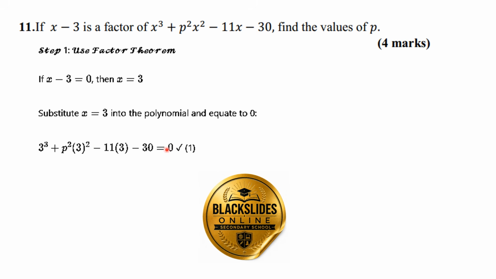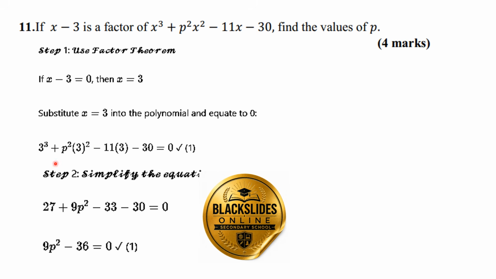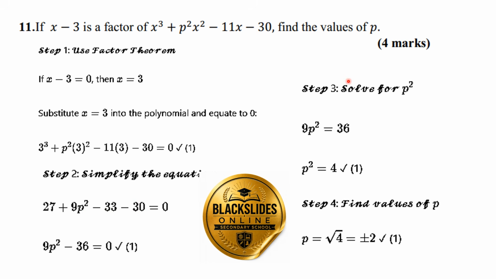Put 3 everywhere. Here we shall have the result 27, this is 27 plus 9p squared minus 33 minus 30 is equal to 0. So simplifying and equating to 0 will give us 9p squared minus 36 is equal to 0. Minus 36 is coming after simplifying the numbers in the equation. Then solve for p squared. 9p squared is equal to 36. Solving for p will give us p equals plus or minus 2. Remember, the square root of a number is negative or positive.